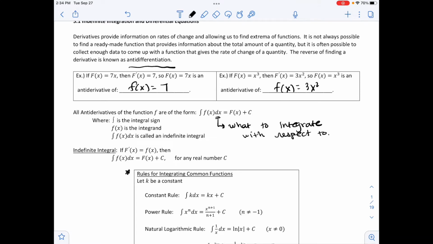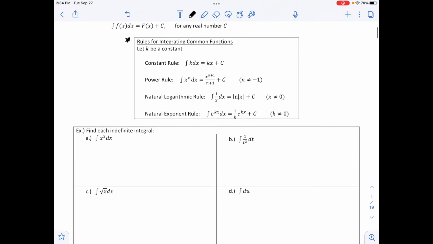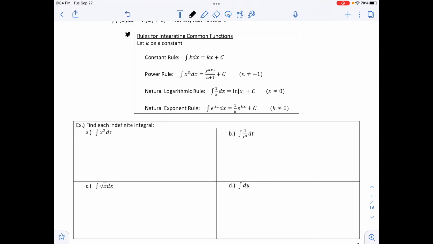Then down below we have rules for integrating common functions. First one is going to be the constant rule. So k is a constant, and the integral of k dx is kx plus c. You'll notice this c is on here, which is just a constant. And you can always check these by taking the derivative of your answer.